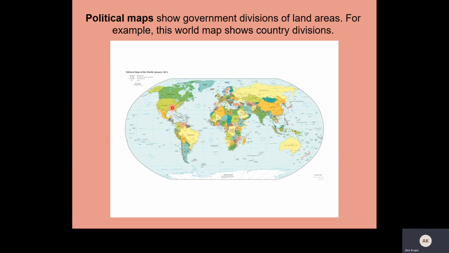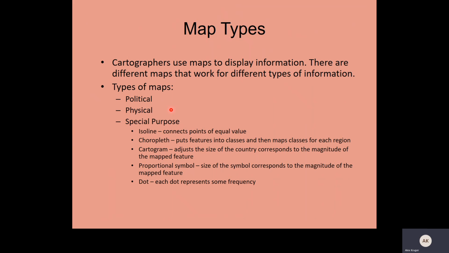For example, this one would show country divisions, but it could be divisions between states if we were looking at a map of the United States. If we were looking at a map of Minnesota, it could be divisions of counties. So it could be any type of political map.